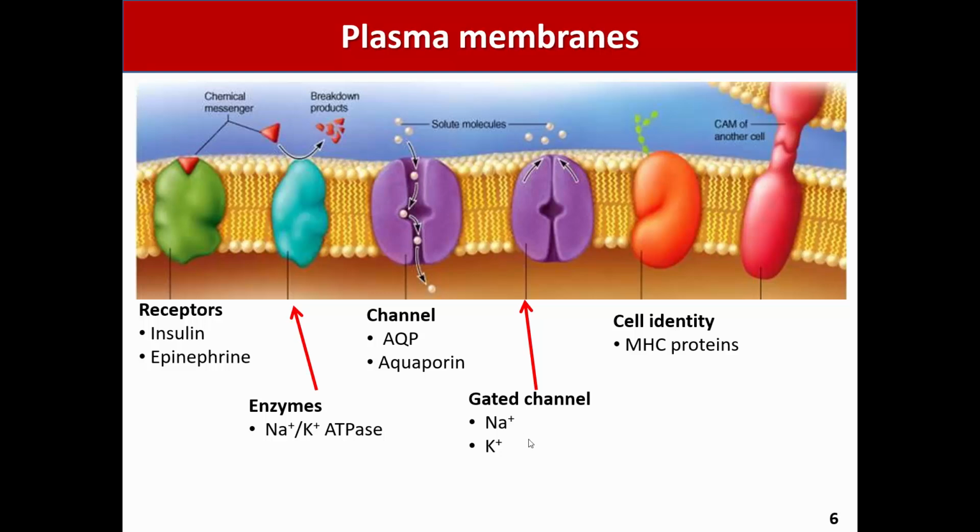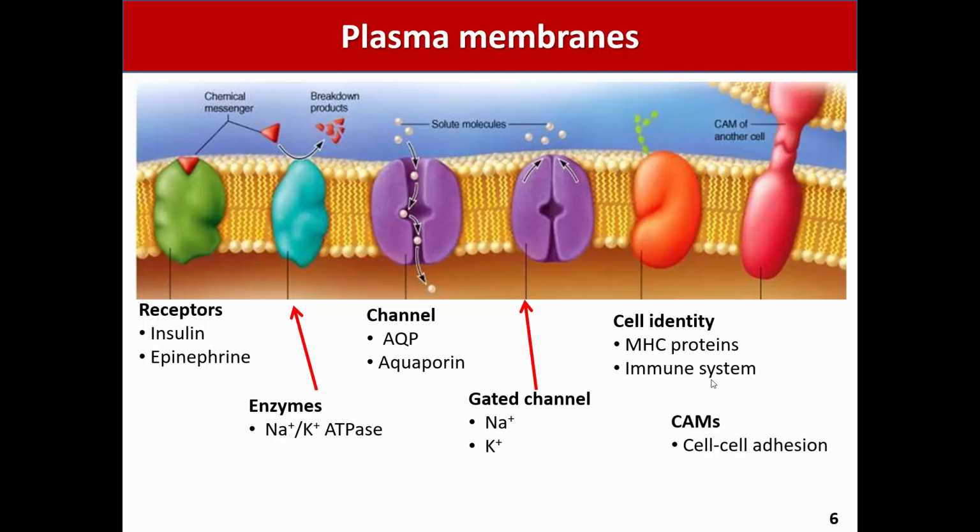Other proteins serve as identity proteins. So one example are what are called MHC proteins, and cell identity proteins will recognize, for example, pathogens through certain structures on the outside of that pathogen, and will bind in an attempt to neutralize that. And these types of proteins in the membranes are found in the immune system.